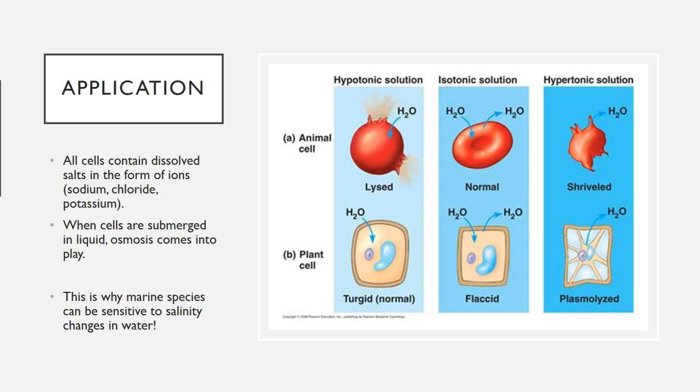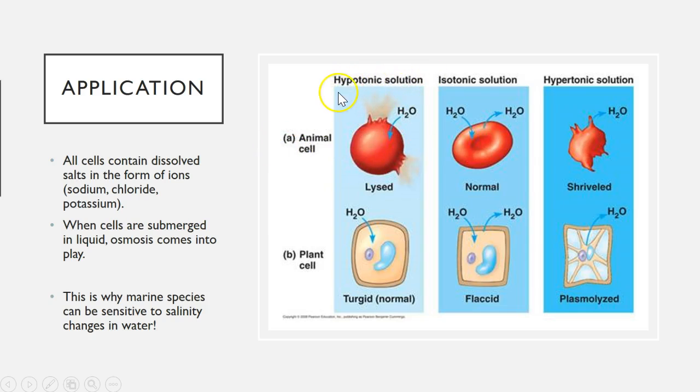It's important to remember that cells actually contain dissolved salts. Sodium chloride and potassium ions are really important ions that are contained in both the cells and the interstitial fluid in our bodies and in the bodies of marine fish. So when these cells are submerged into a liquid, osmosis becomes a player in the game. If you look over here, we're focused on the animal cell model up here.